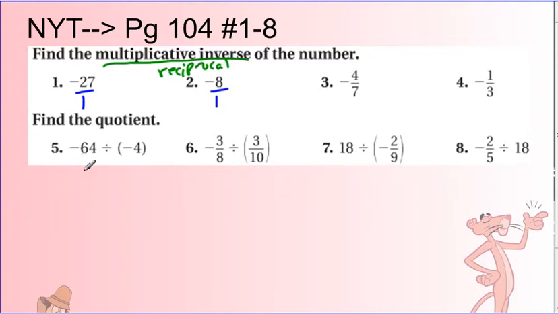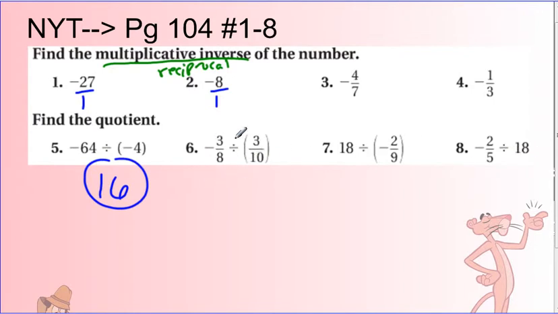Alright, number 5. I don't need fractions, so let's just divide like normal. 64 divided by 4 is 16. The signs are the same. The answer's positive. Done. In fact, that's the only one without fractions, so that was the easy one.